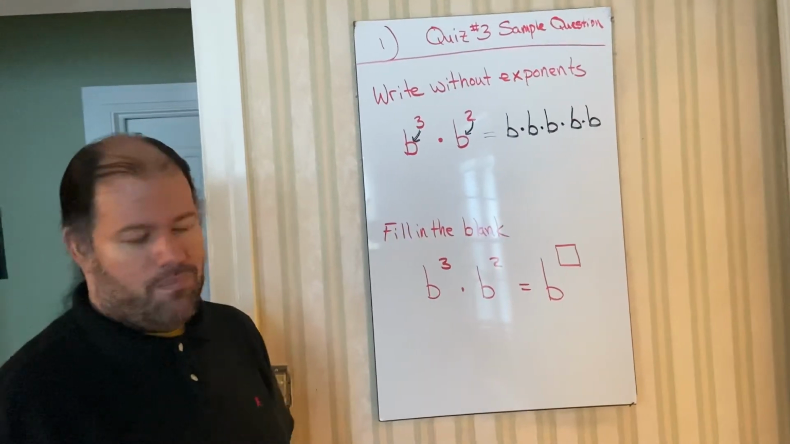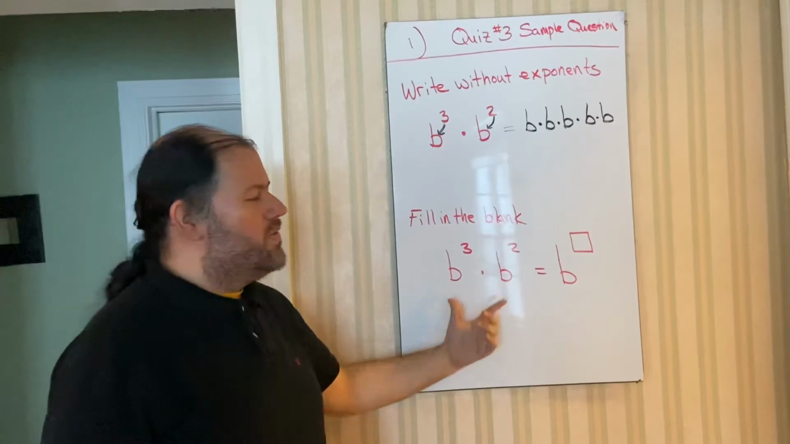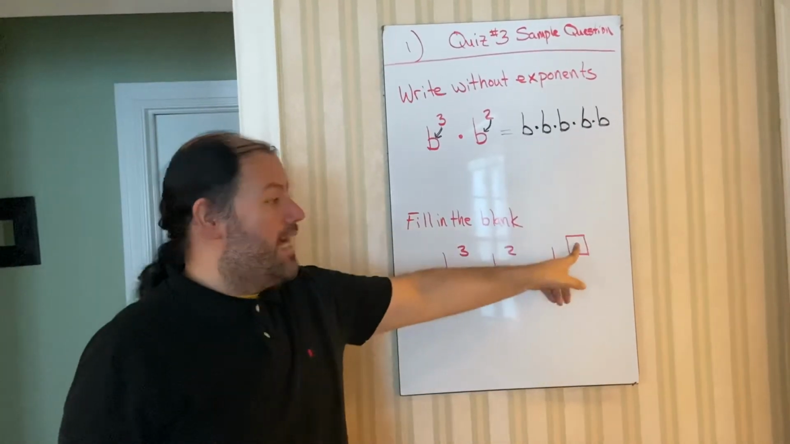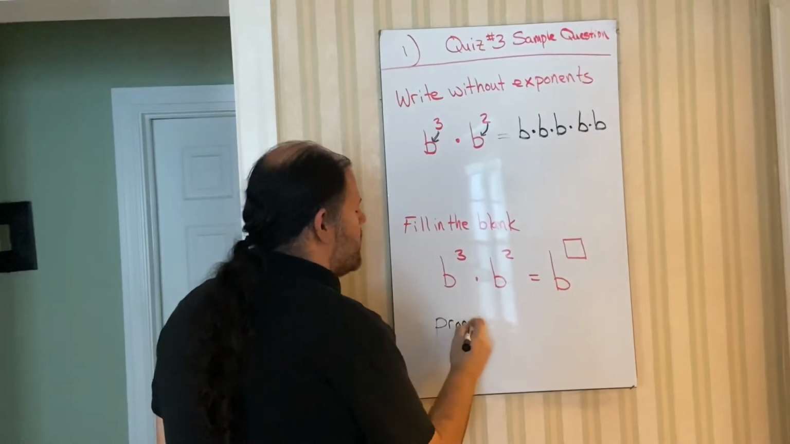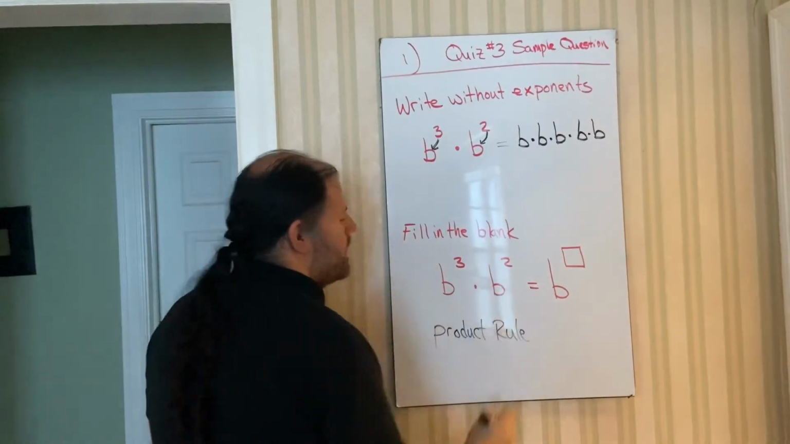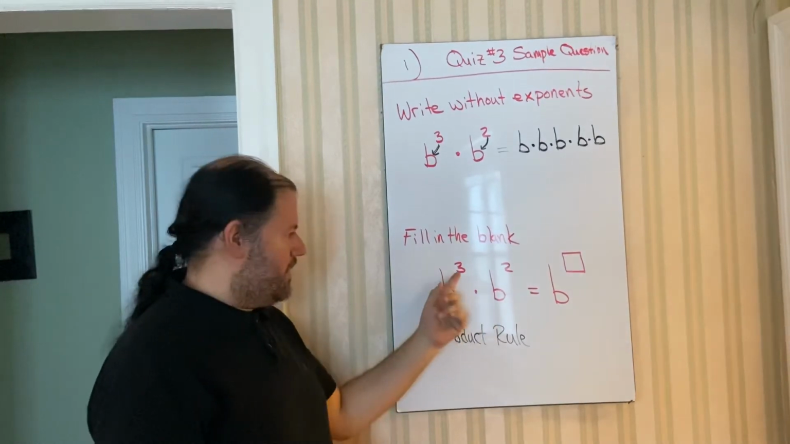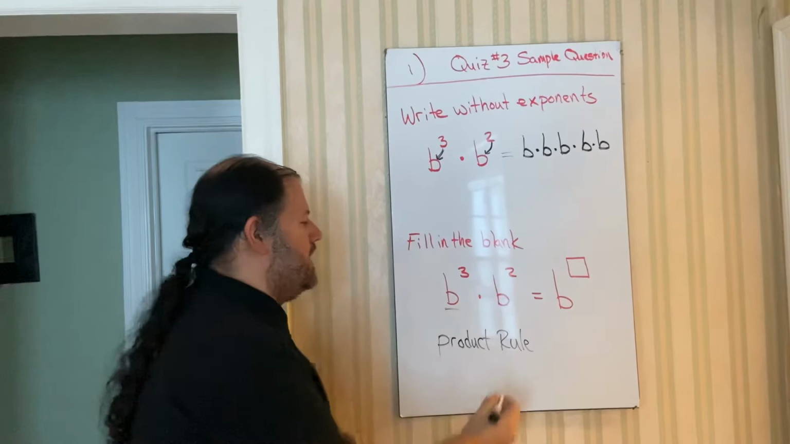Part 2. This one wants you to rewrite it, but use something called the product rule, which means we want to have an exponent here. And you have to remember what the product rule told you could do. The product rule says, hey, we can just have like bases. Remember, this 2 is applying to the b. This 2 is applying to the b.